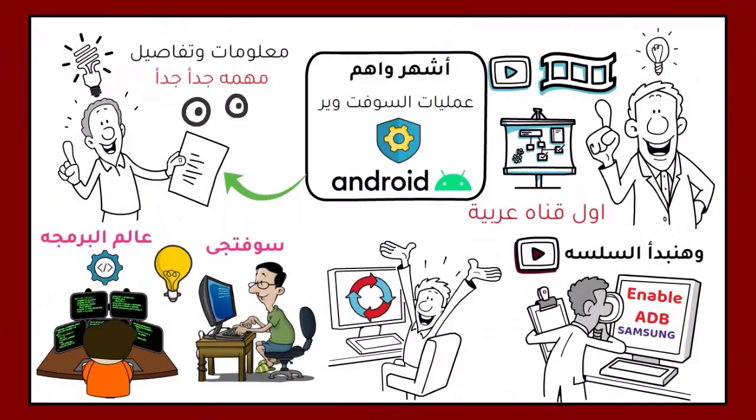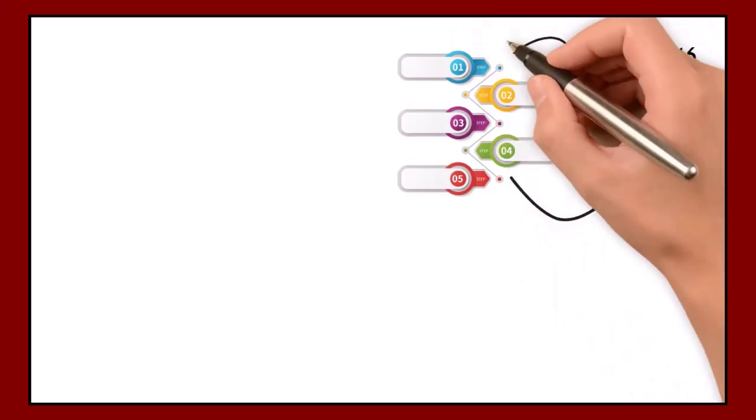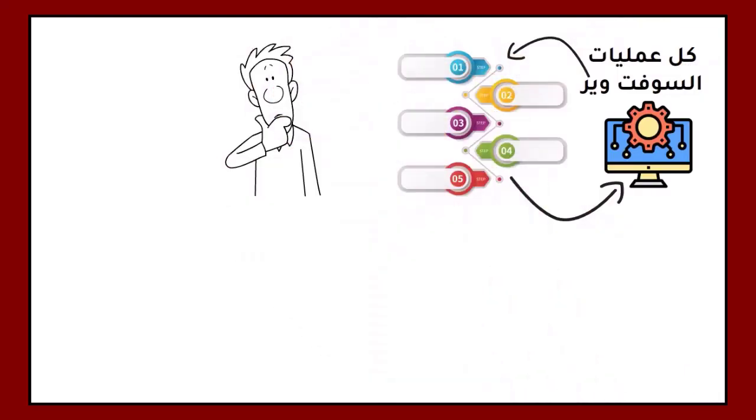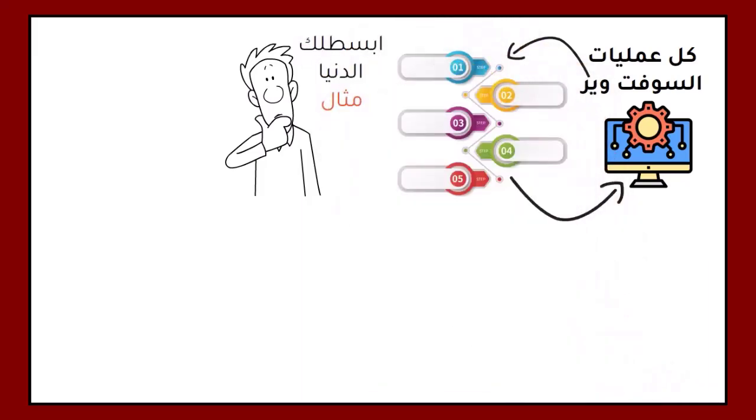So let me take the simplest topic for you so that you understand it well, and I will let you understand that all the operations of the software that we use in our work pass through successive stages and steps. And for this, let me make it simpler for you and give you a clearer example of the general idea.